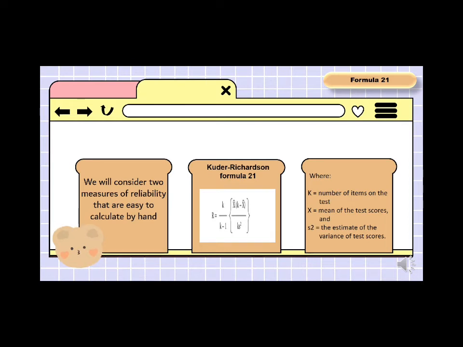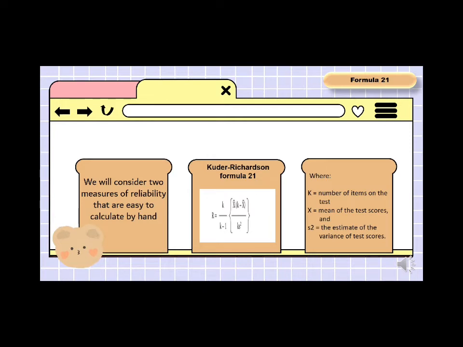So let's proceed to Kuder-Richardson Formula 21. We will consider two measures of reliability that are easy to calculate by hand.